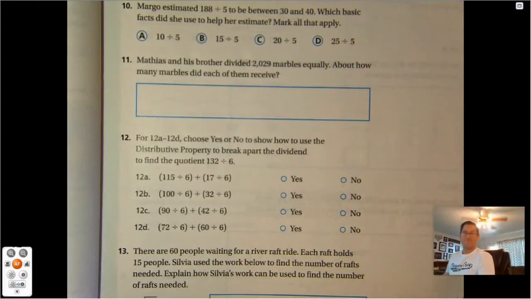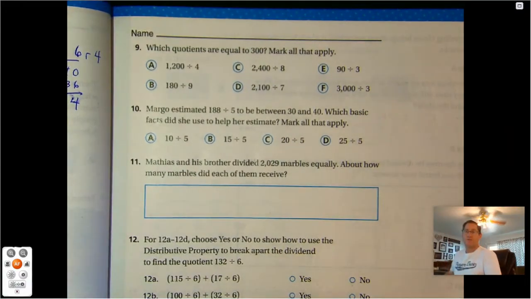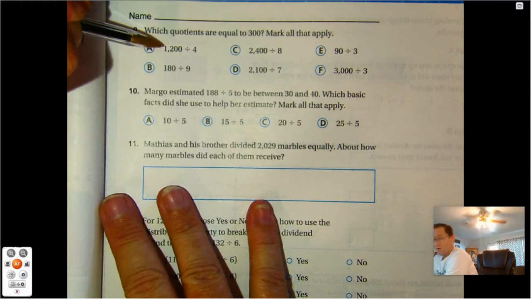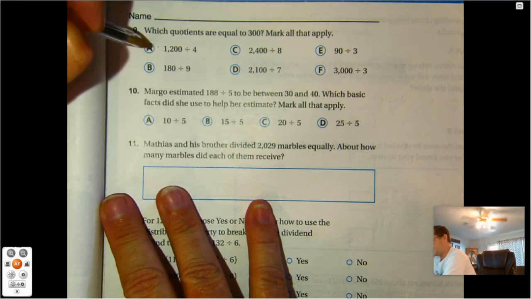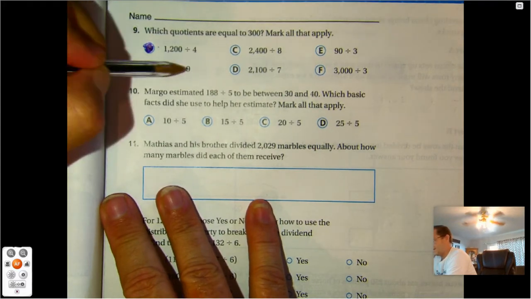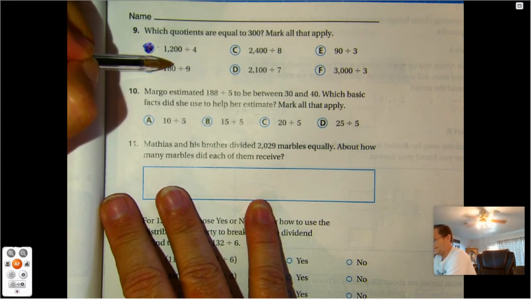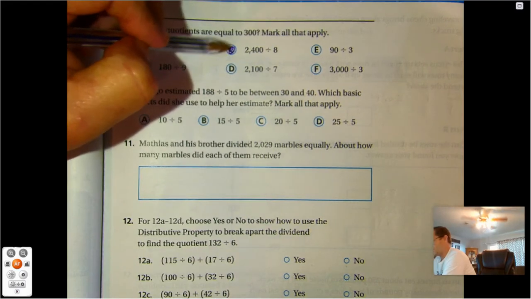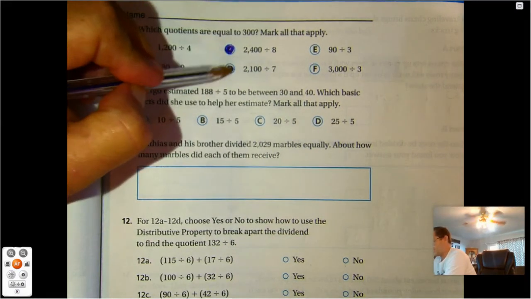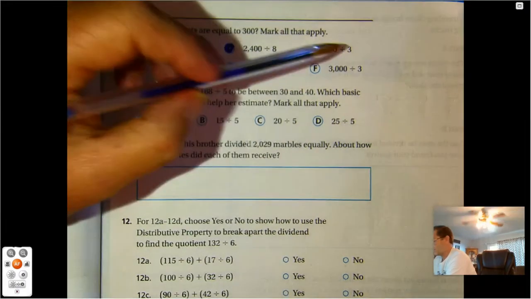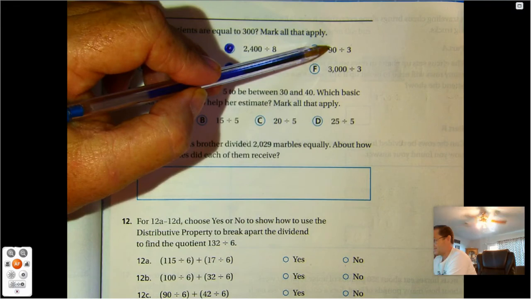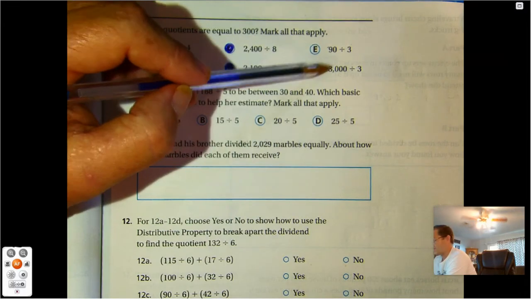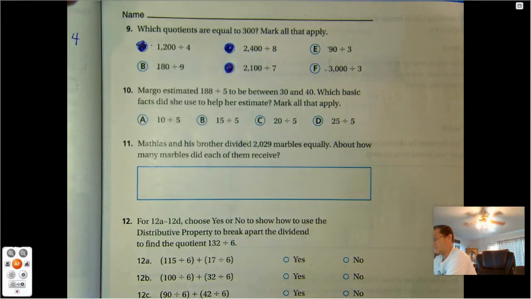Number 9. Which quotients are equal to 300? And we need to mark all that are 300. So 12 divided by 4 is 3, so 1,200 divided by 4 is 300. 180 divided by 9 is 2 tens, so that's 20, so no. 8 times 3 is 24, so 2,400 divided by 8 would work. 7 times 3 hundreds is 2,100, so that works too. 3 times 3 is 9, but that's 3 tens, so no, that's only 30. 3,000 divided by 3, that's 1,000. No. So it's those 3 problems.